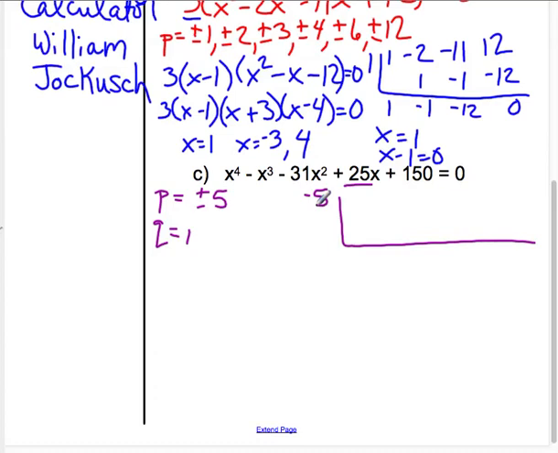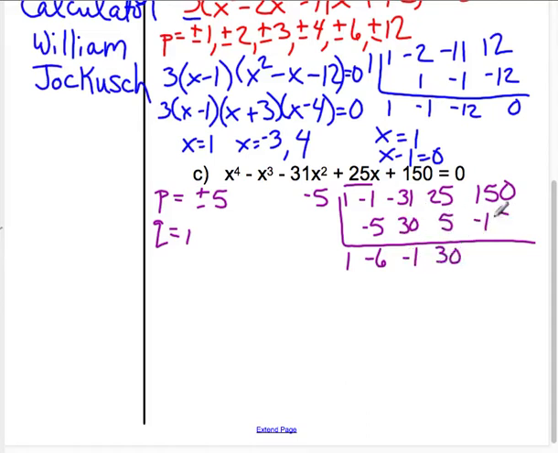Set up your coefficients for all your terms. We're not missing any this time either, so we've got 1x to the 4th, negative 1x cubed, negative 31x squared, positive 25x, and positive 150. So we bring down the 1, multiply, add, multiply, add, multiply, add, and multiply. We get that nice remainder of 0, which means that negative 5 is a factor of this polynomial.